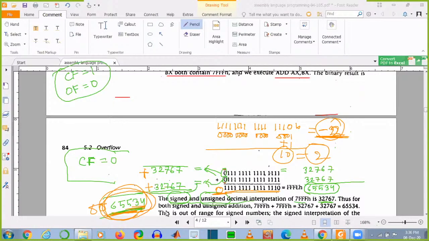You have to go to 32 bit, right? Yes, sir. So that's why the interpretation is incorrect. Signed interpretation is 65534, that is incorrect. Unsigned interpretation is correct, 65534. But signed interpretation is incorrect. That's why you get OF equal 1.